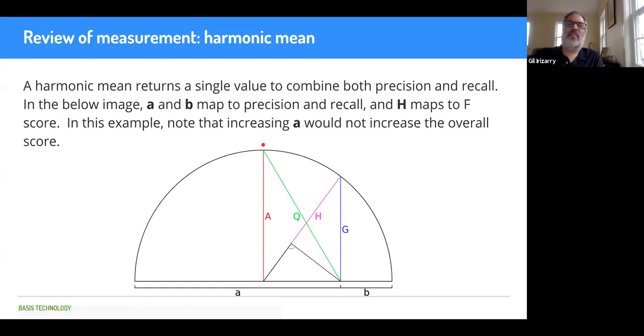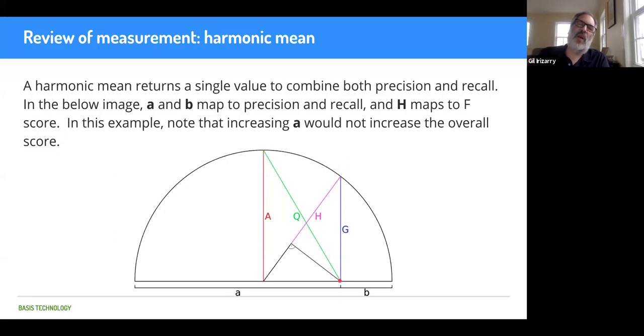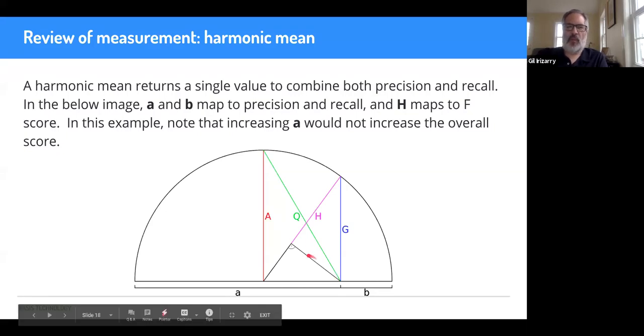This allows us to have a single number that perfectly balances A and B, so you can't overweight one or the other and feel like you're getting better when in reality you're not. So a perfect F-score would be a perfect balance between precision and recall.